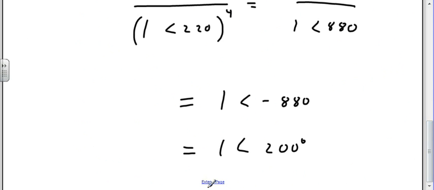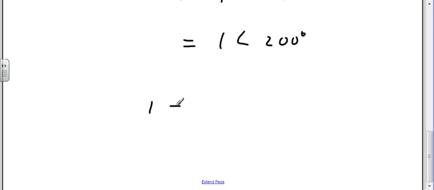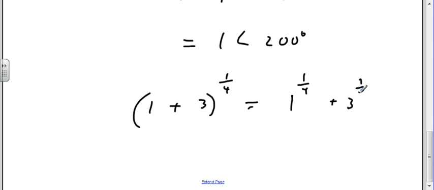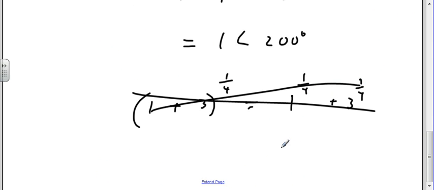That's sort of like saying I got 1 plus 3 to the 1/4, and that's the same as 1 to the 1/4 plus 3 to the 1/4. That's not going to work. Can't do that. Okay. All right, we're going to do number 11 next. Oh, there's always good ways to get it wrong. I mean, there's no doubt about that.